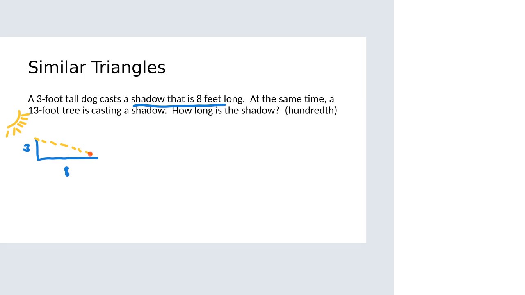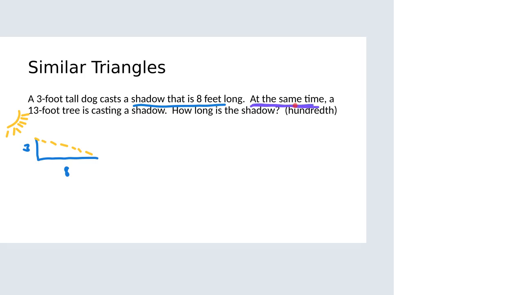If there's a similar triangle involved with the tree, then I'll be able to use a proportion to solve this. And that's exactly what's going on. That's the reason for "at the same time." Because in order to have a similar triangle, we need the sun at the same location in the sky. We need this angle to be the same as the angle in the other triangle that we're going to create. And because it's at the same time of day, that's true.